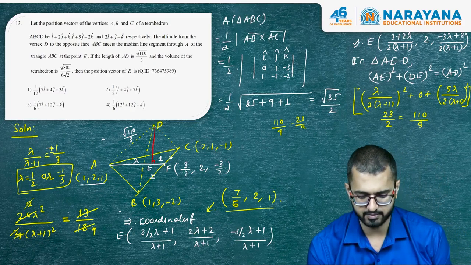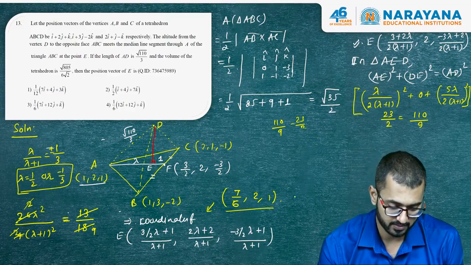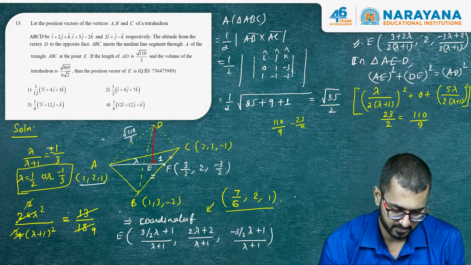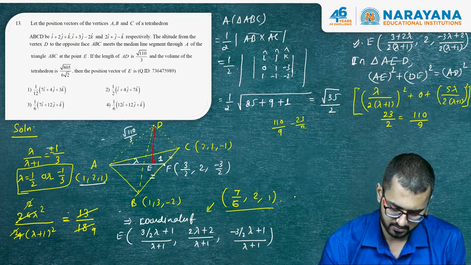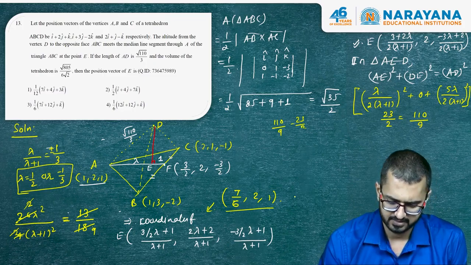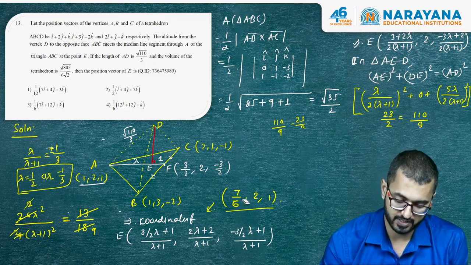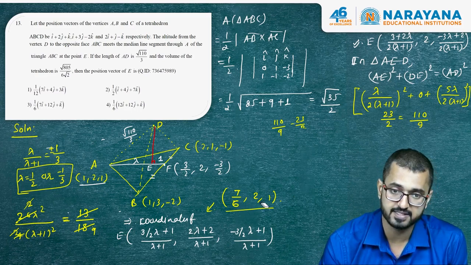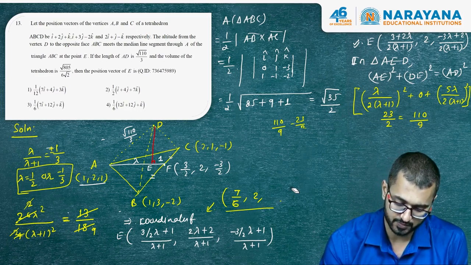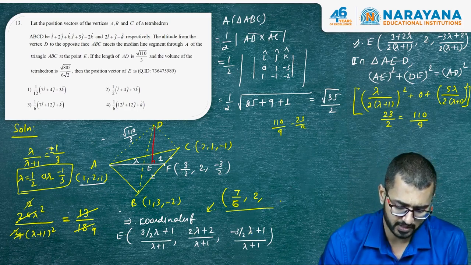So 7 by 6, 2 and minus 1, 2 and 1. So this will be, no, this is not 1. Coordinates of E we are trying to find out. So one of them is going to be 7 by 6, and then 2, and the last one is going to be minus 3 by 2. Lambda is 1 by 2.